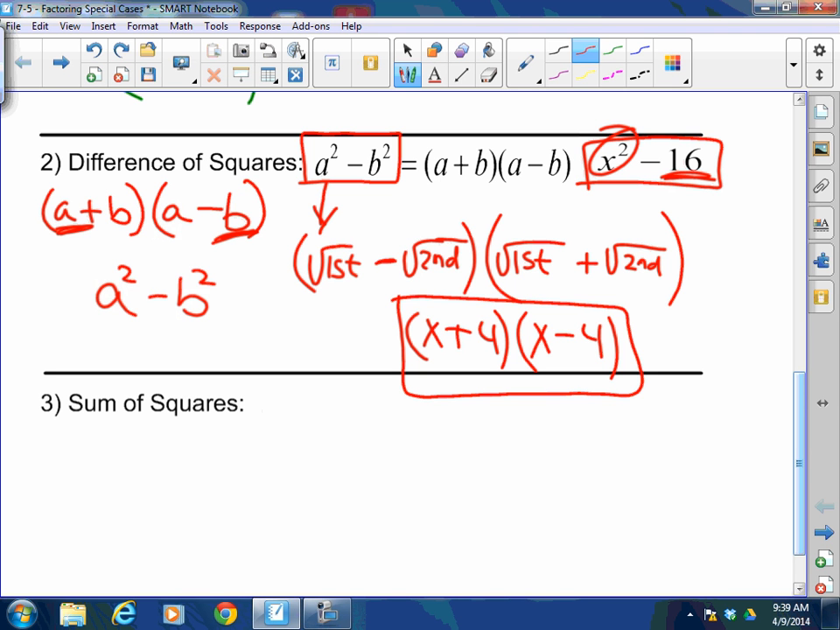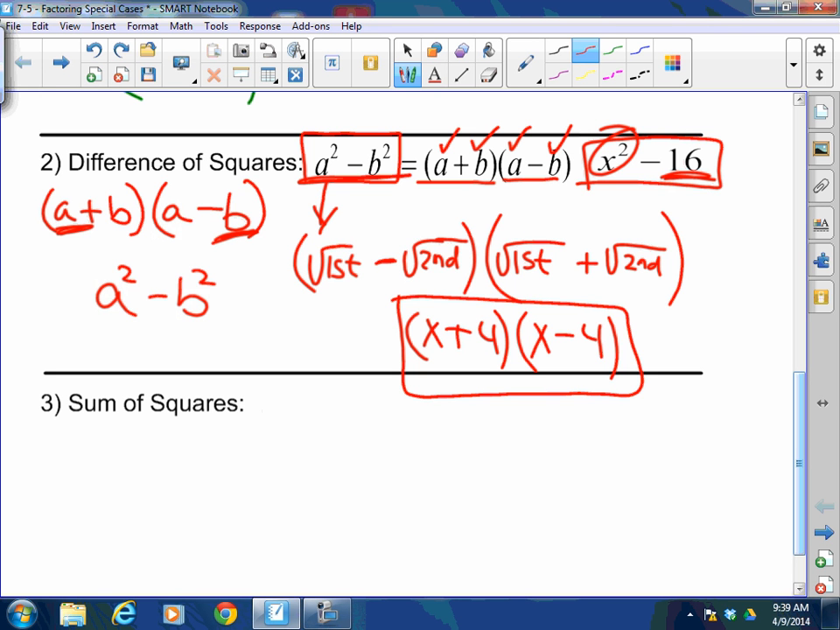Done, done, done. What do you mean I leave it like that? That is the answer. It is factored. A squared minus b squared equals a plus b times a minus b. First term square root plus the second term square root times the square root of the first term minus the square root of the second term. If I go ahead and multiply this again, I go back to x squared minus 16.